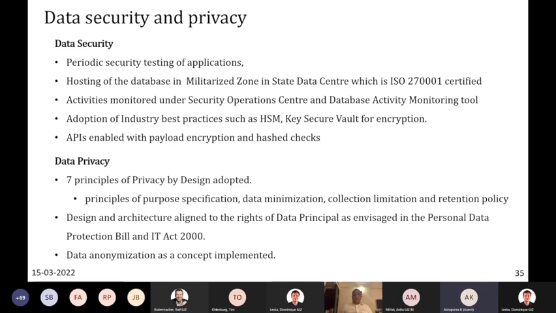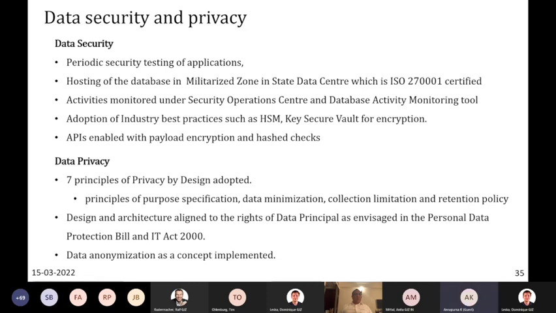Data security and data privacy are two critical components which Kutumba recognizes are very important. For data security, we follow periodic security testing, and the hosting of data in a militarized zone in a data center which is ISO 27001 certified. Kutumba databases are monitored under the Security Operations Center as well as through a database activity monitoring tool. Industry best practices like HSM and key secure vault for encryption have been adopted, and APIs are enabled with payload encryption and hash checks. Kutumba ensures encryption of data both at rest as well as in transit.